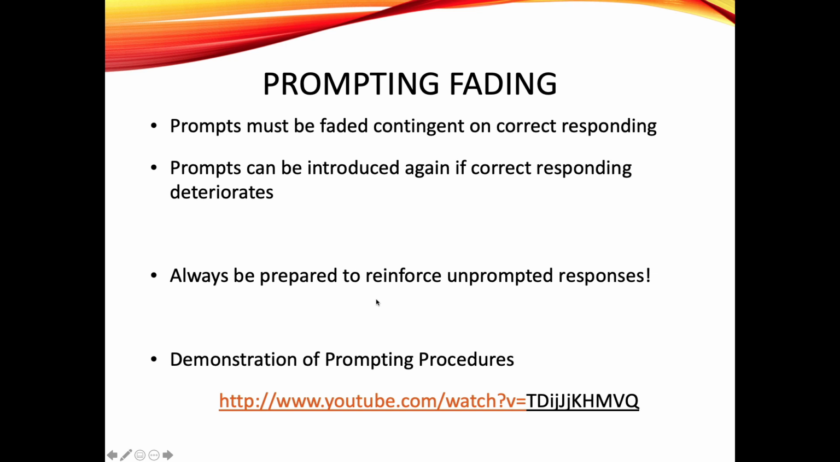You could always reintroduce prompts if responding deteriorates during your fading process. And you always need to be prepared to reinforce unprompted responses, right? Because that is the ultimate goal. We don't want to use prompting. So if it occurs during your prompt fading, obviously jump in there and provide as much reinforcement as you can. So let's take a look at some response prompting procedures.